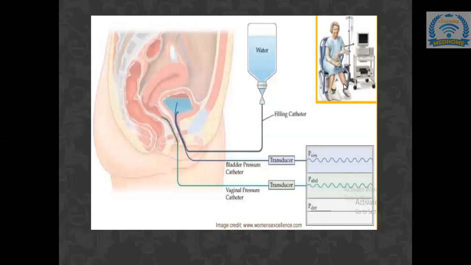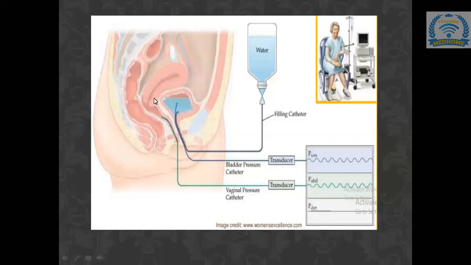As you can see, this is the patient who is sitting on a chair. This is the chair in which the amount of urine will be measured from her down below. This is the system, the machine of the urodynamics. And this is the fluid that will be running into the catheter for her.